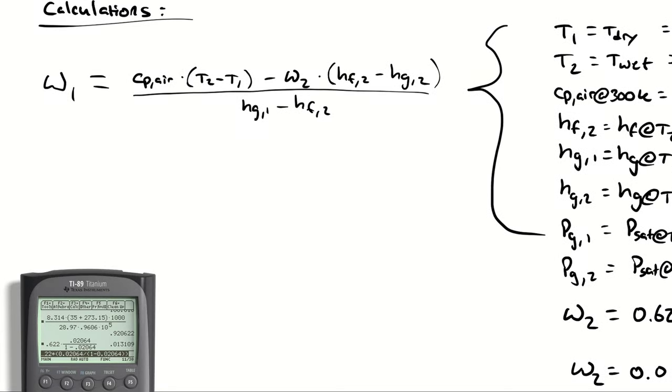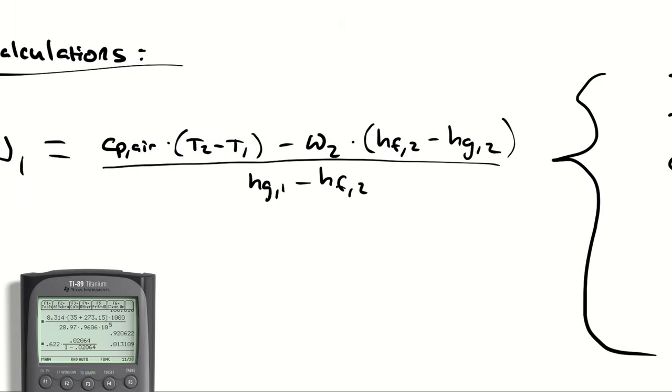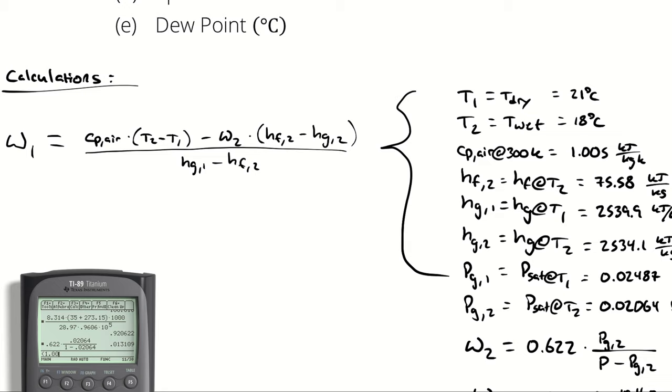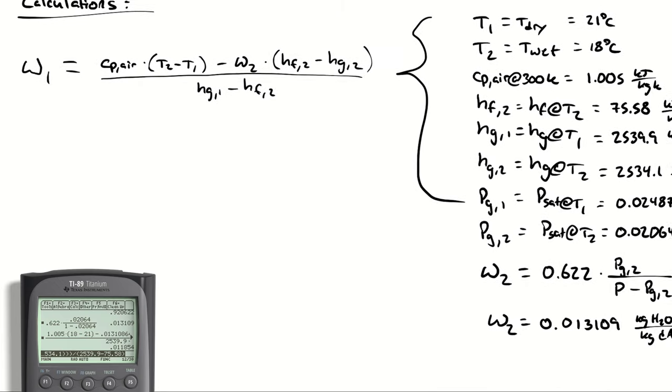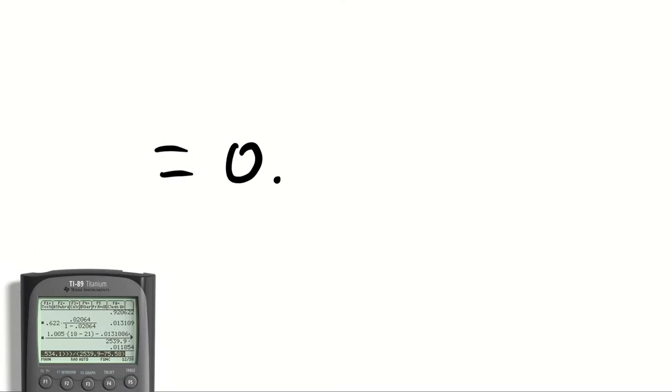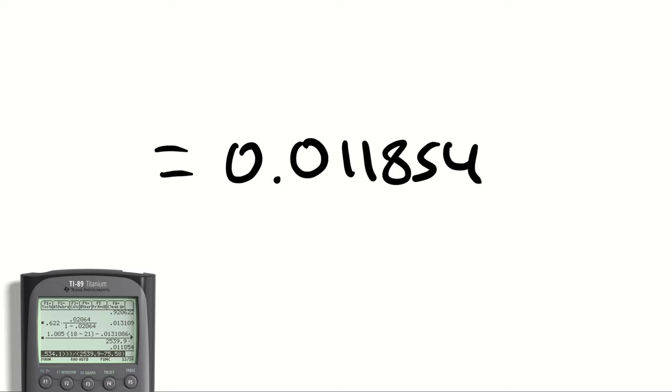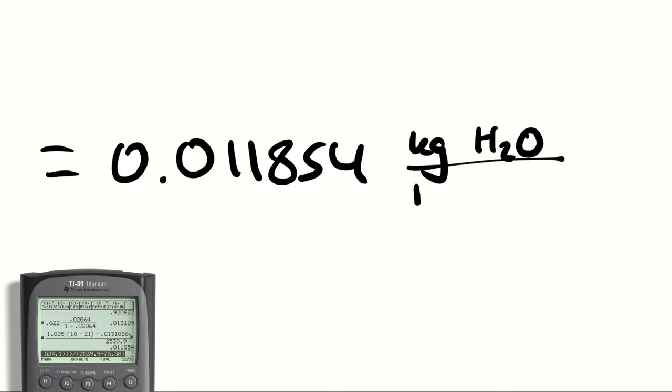Now with that, I can finally start plugging numbers into omega 1. We have CP of air, which we know is 1.005. So 1.005 times the temperature difference, which is going to be 18 minus 21. And then we are subtracting omega 2 times HF minus HG2, which is 75.58 minus 2534.1. And then we are dividing by HG1 minus HF2, which would be 2539.9 minus 75.58. And we get an actual humidity ratio of the actual air of 0.011854 kilograms of water vapor per kilogram of dry air.